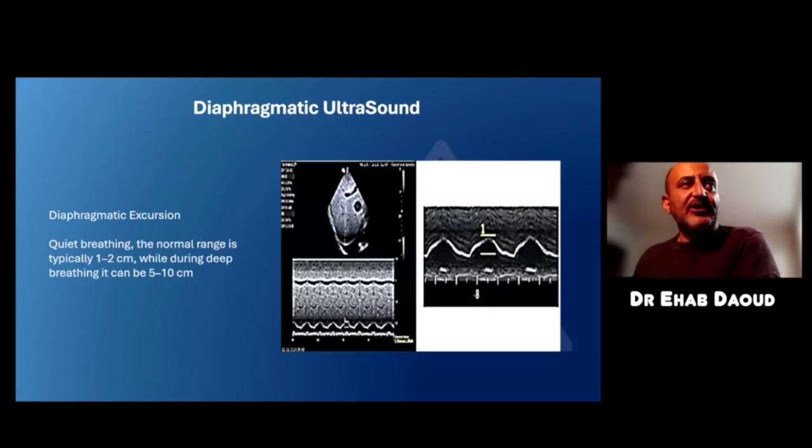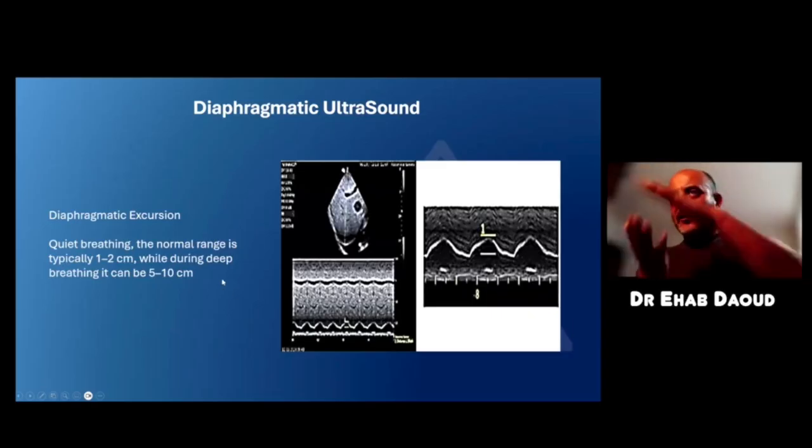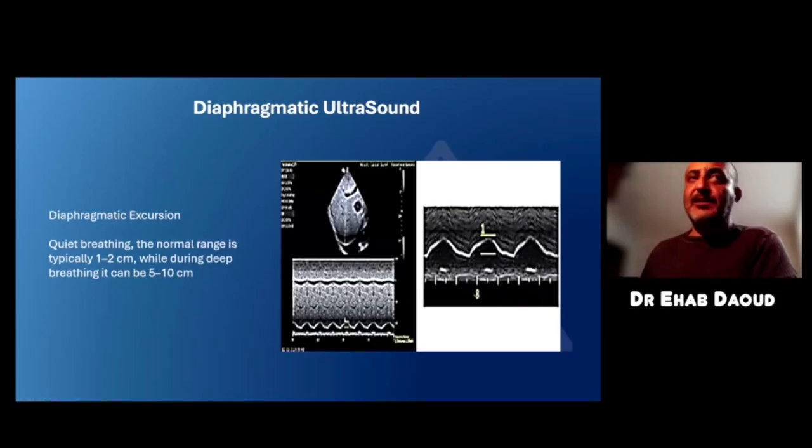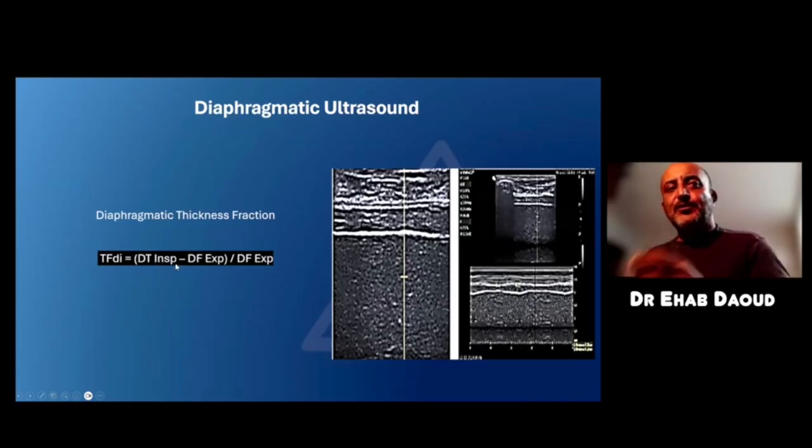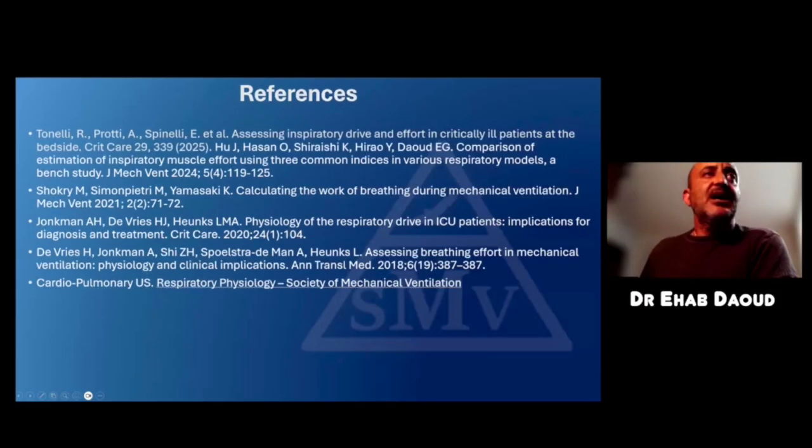Ultrasound has been gaining popularity, and this is something called diaphragmatic excursion. So if the patient is breathing normal, quiet breathing, usually the excursion, with the M mode here, you can calculate it, 1 to 2 centimeters. But if you take a deep breath, of course, the diaphragm should move higher. So usually above 5 to 10 may be an estimate that the patient is working too much. Diaphragmatic thickness fraction has again been studied, not very accurate, but basically it's calculated as the inspiratory minus expiratory diaphragmatic thickness over the expiratory thickness. I put some references here.